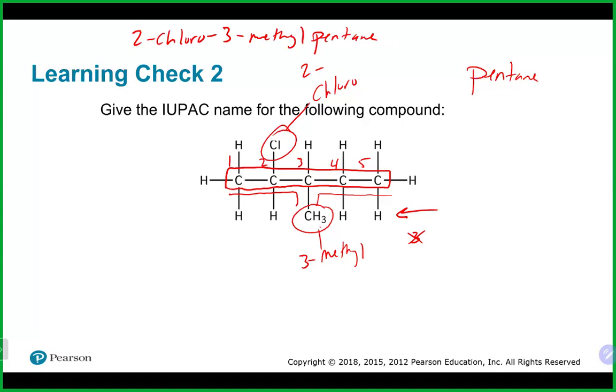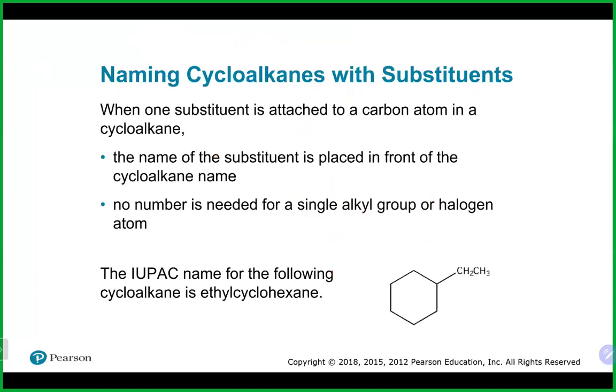So hopefully you can kind of see naming. It's just about giving locations where you can find all these parts, if you will, along the longest carbon chain. And that's how you should approach naming. It's just breaking it down, take all the small things, put them together.